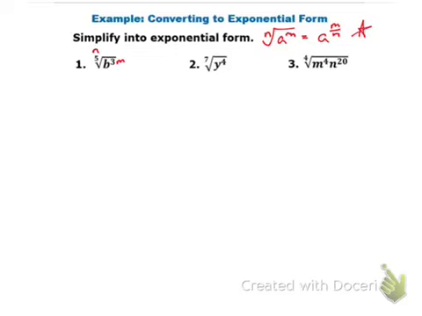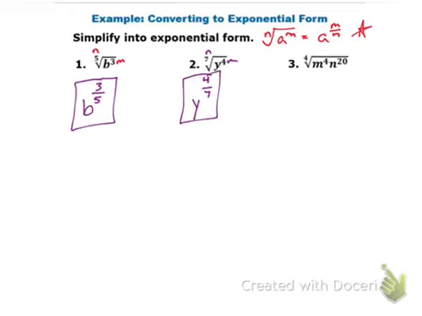So let's create our radical forms. So we know that our base is going to be b, 3rd power on top, index of 5 on the bottom. So this is your answer. Question 2, same idea. We've got n, we've got m. So y, 4th power on top, index on bottom, 7. So 4/7.